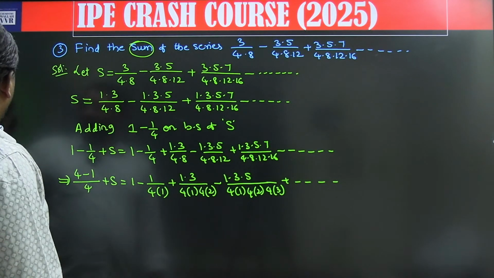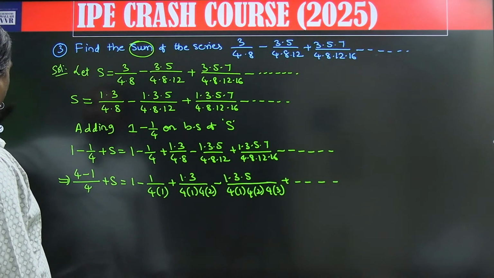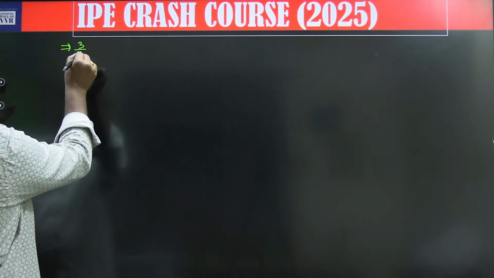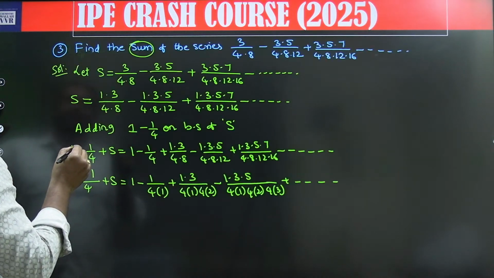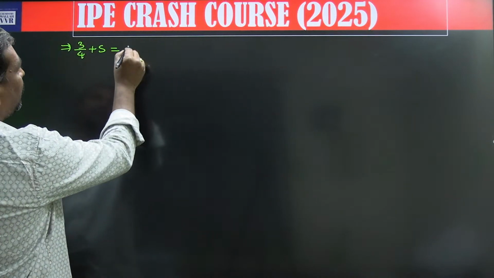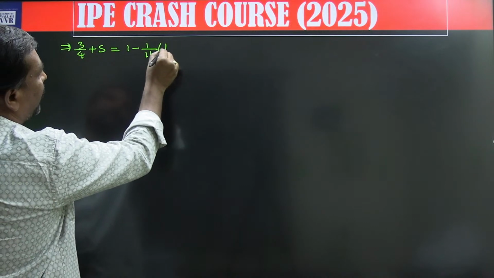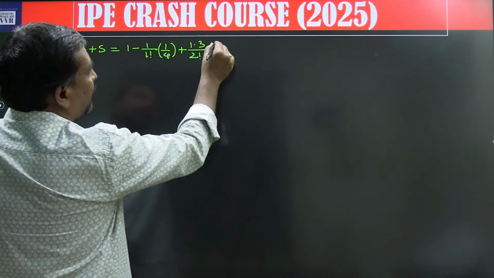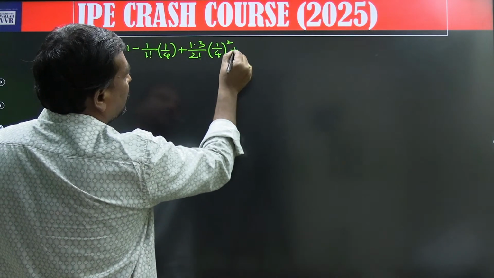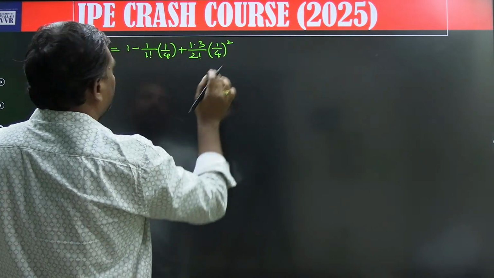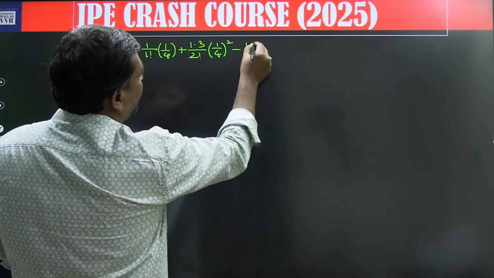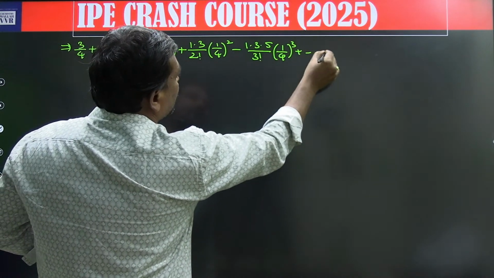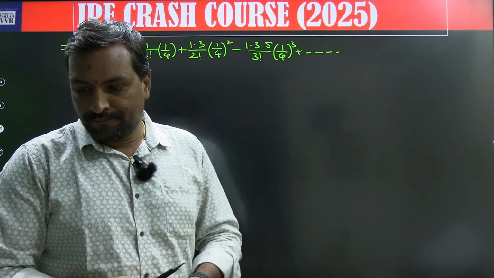Okay. So here 4 minus 1 is 3 by 4 plus S is equals to 1 minus 1 by 1 factorial into 1 by 4 plus 1 into 3 by 2 factorial into 1 by 4 whole square minus 1 into 3 into 5 by 3 factorial into 1 by 4 whole cube plus and so on.